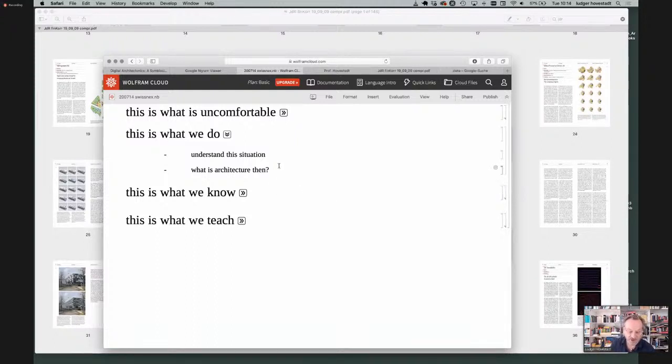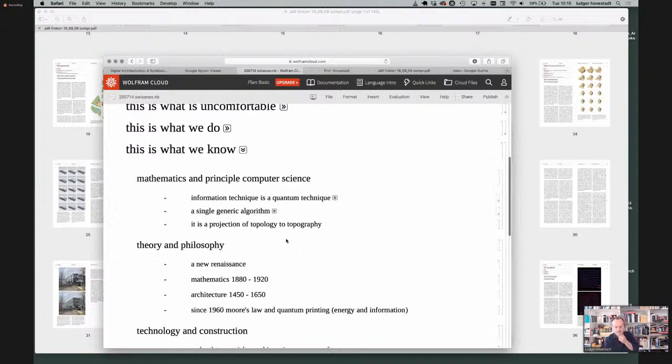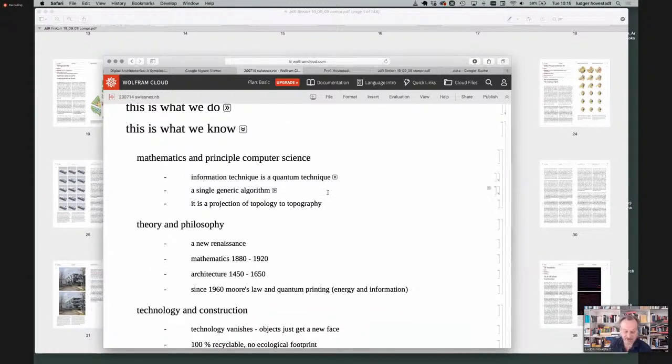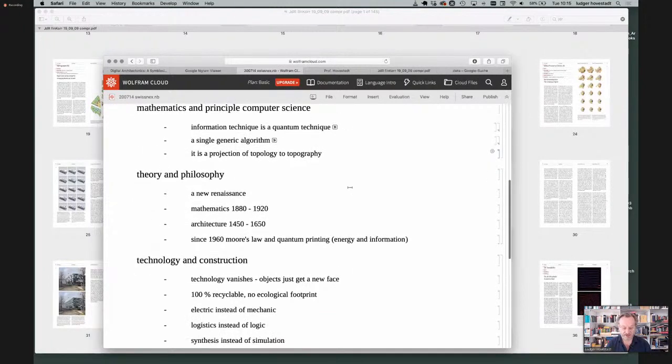So this is what we have been doing in the last two to three years. We try to understand this situation and we ask, what is architecture then, if there is a coexistence with this ubiquitous availability of AI? This is what we know. Information technique is a quantum technique. It's a single generic algorithm. And in mathematics, it's a projection from topology to topography, whatever it means. So these are very simple things.